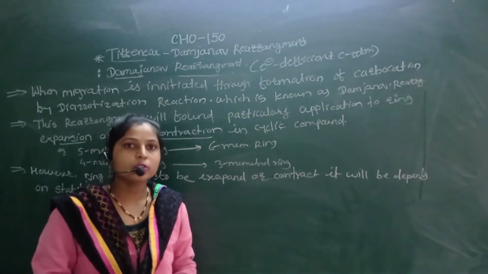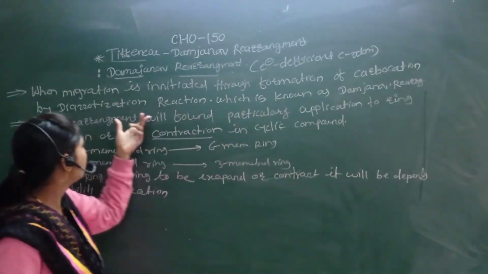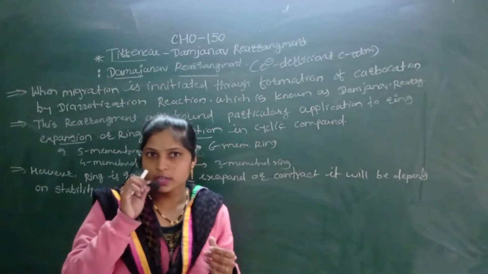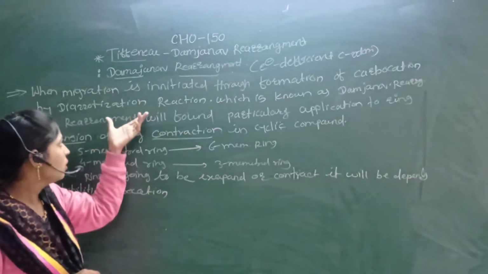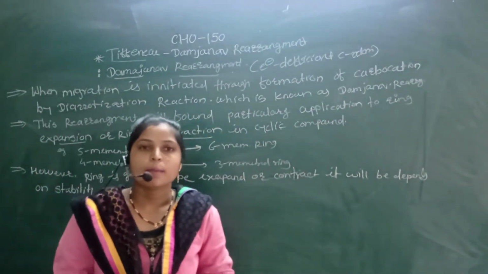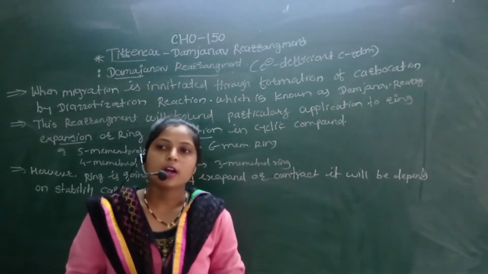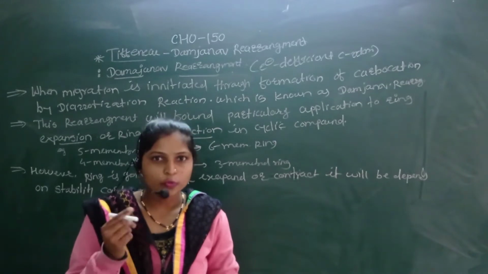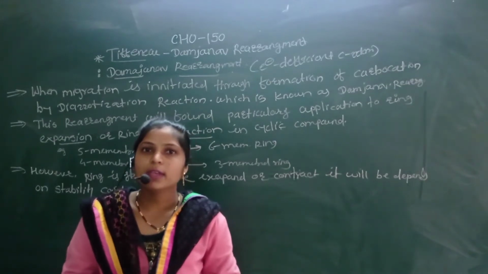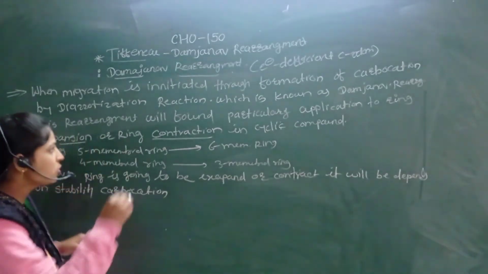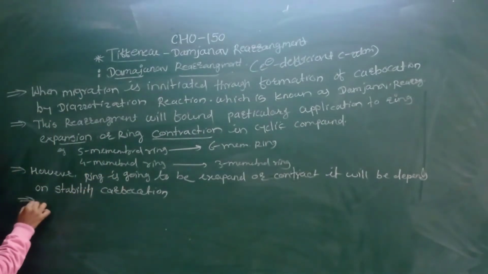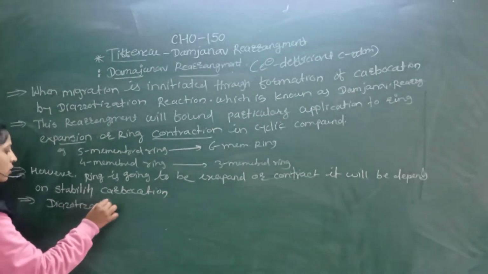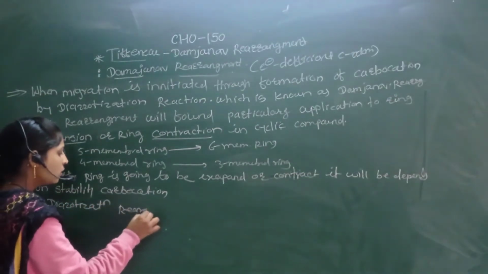In this reaction, we have to discuss the diazotization reaction. So what is the diazotization reaction? Diazotization reaction means a primary amine undergoes reaction in the presence of nitrous acid at a temperature of 0 to 5 degrees Celsius with formation of the diazonium salt. So first of all, the conditions of the diazotization reaction.